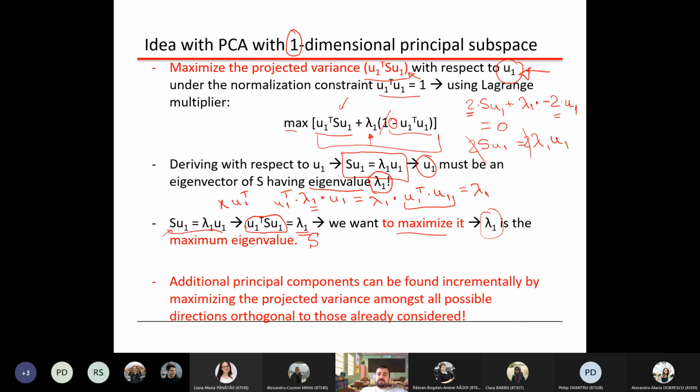However, if you want a multi-dimensional, an m-dimensional subspace, because this is what we are trying to identify, the additional principal components can be found iteratively or incrementally by maximizing the projected variance among all the directions orthogonal to those already considered. So first we identify lambda 1, and then we consider all the data that is orthogonal to lambda 1, and we repeat this action to get lambda 2 and then lambda 3 and so on. So we do this iteratively and obtain all the values of m that we are interested in.